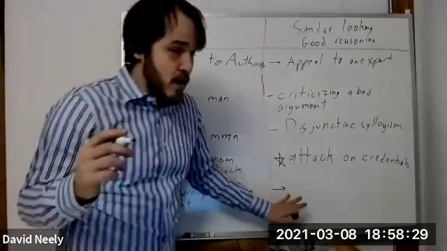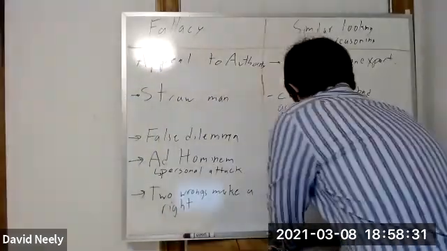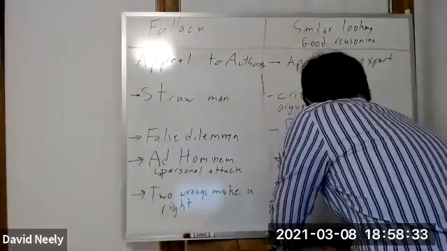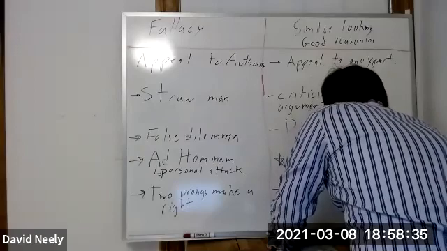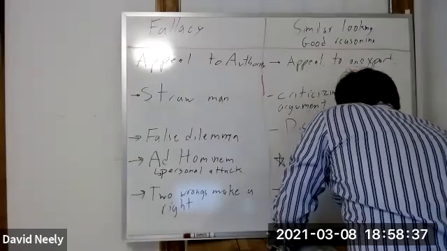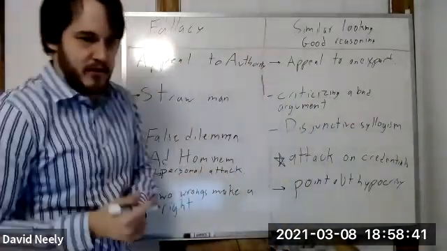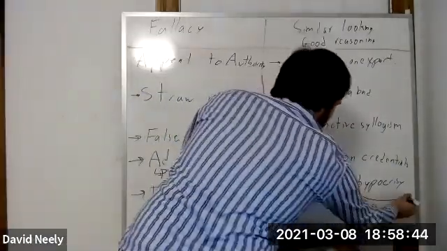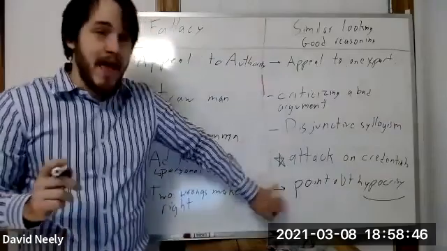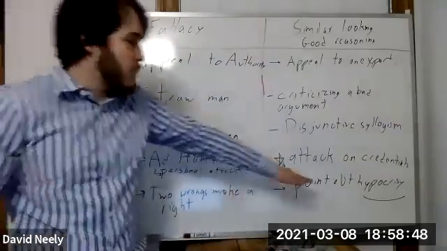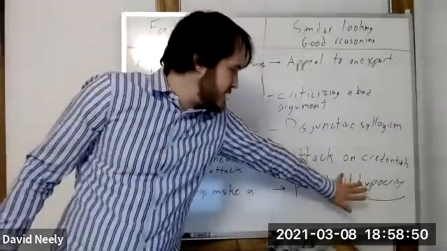Now, it is, however, related to something that does seem okay. I have no idea how to spell this word. I spell it differently every time, but I think you'll know what I'm talking about. Point out hypocrisy. That is a good way of arguing against someone. Now, what is hypocrisy? What is it to be a hypocrite?